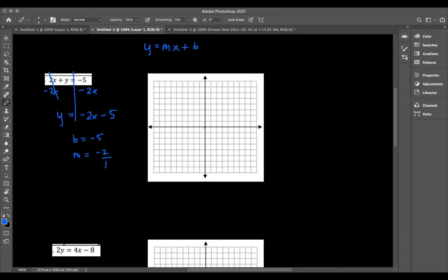Okay, so let's go down negative 5. 1, 2, 3, 4, 5. Boom. And then from there, what are we going to do? Change in y is negative 2. So 1, 2. And then over 1 to the right. And there's our line. So again, you have to use some kind of inverse operations, and that will put it into slope-intercept form, and you can graph from there.